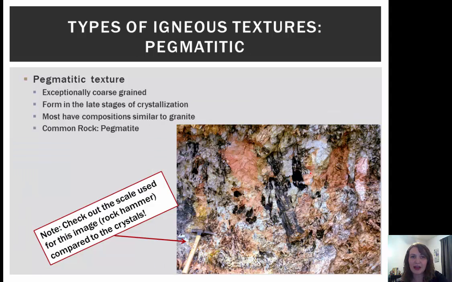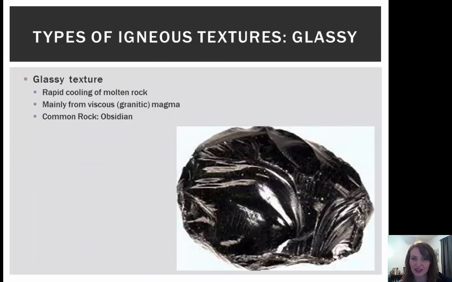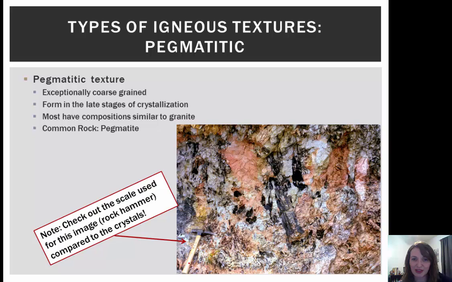Alright, next is pegmatitic. This is exceptionally coarse grain. It forms in late stages of crystallization, and most have compositions that are pretty similar to granite. The most common rock is a pegmatite. Now, in this image, the best thing about it is you have to look at what is used for scale.